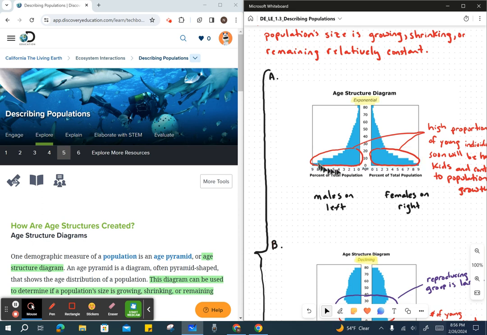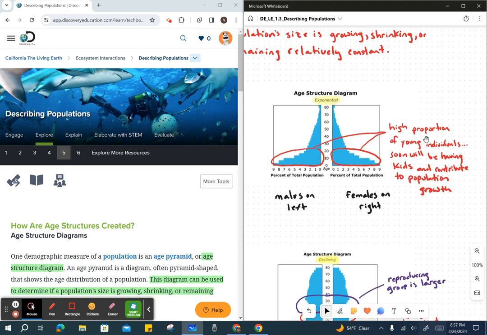So this really broad base down here can suggest to us that eventually that population is going to start reproducing, right? Eventually they're going to have kids. And so what is that going to look like for the future population size? It's probably going to grow, right, for that country or whatever it is. And you can see here in red, high proportion of young individuals soon will be having kids and contributing to population size. Males are on the left-hand side. That's what this left graph is. And females are here on the right-hand side.